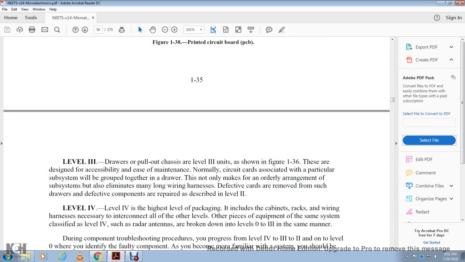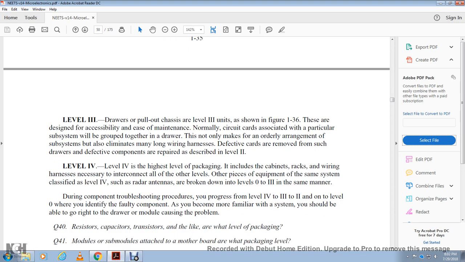Here, level 3, drawers and pull-out chassis. Level 3 unit that's shown for the 130 for the design is accessible with the cave for the maintenance, for ease of maintenance. Normally, circuit boards are associated with the particular substrate for the group. Take the other with the draw. The nodes only when they make for the orderly management. The subsystem limit is more many long wiring. Defective cards are removed from the drawers. Defective components are repaired as described in level 2.